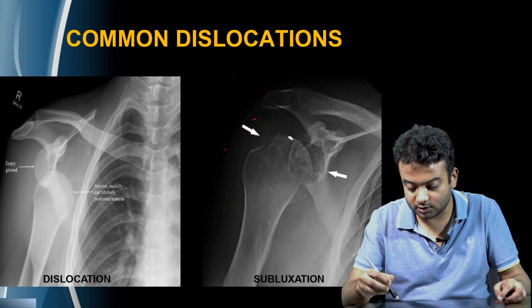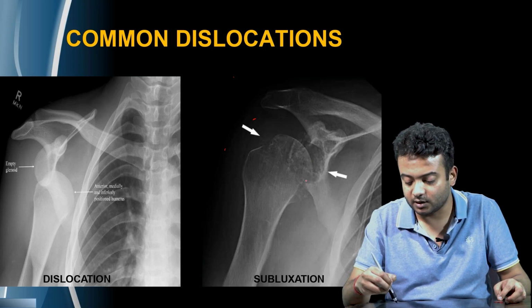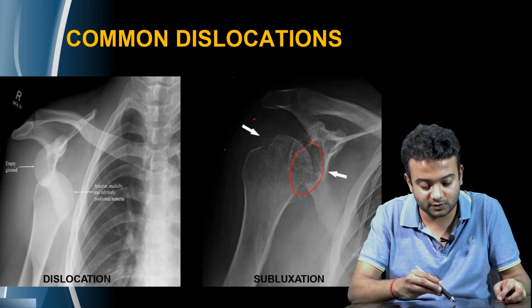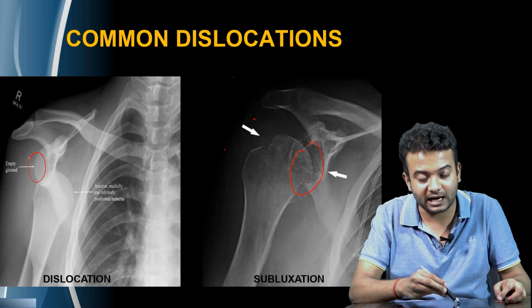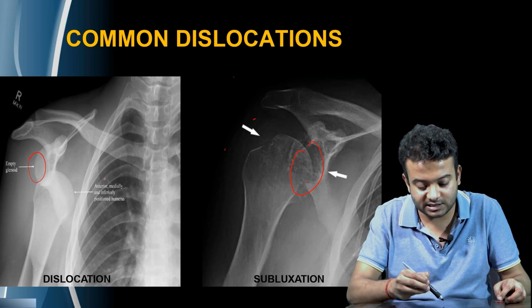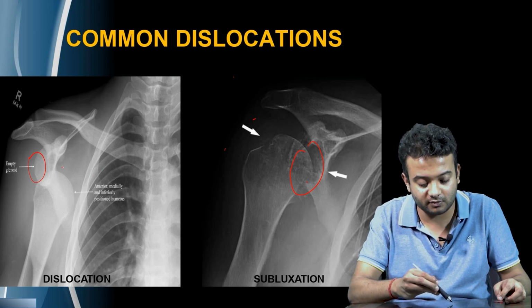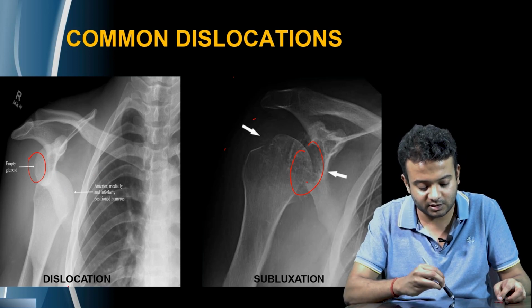So here it shows the subluxation, in which there is still contact with the joint, hence it represents the subluxation. And here is total dislocation, in which the glenoid cavity, or the glenoid fossa, is empty, and there is anterior, medial as well as inferior positioning of the head of humerus. So this is the dislocation.